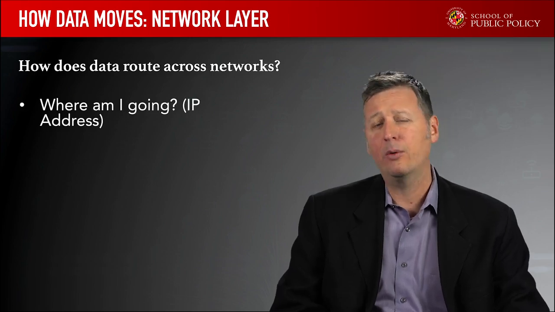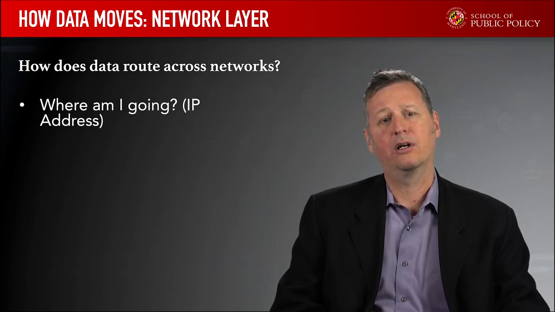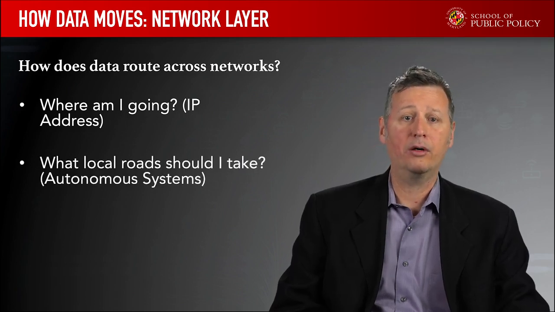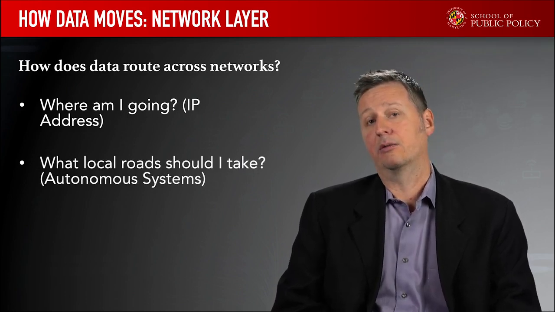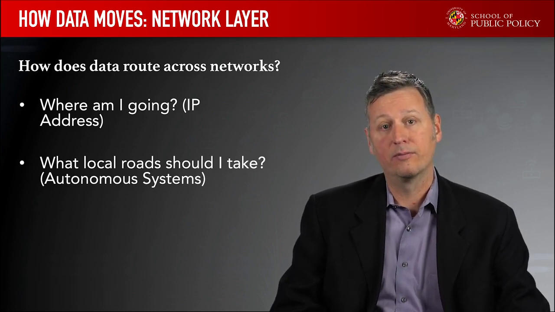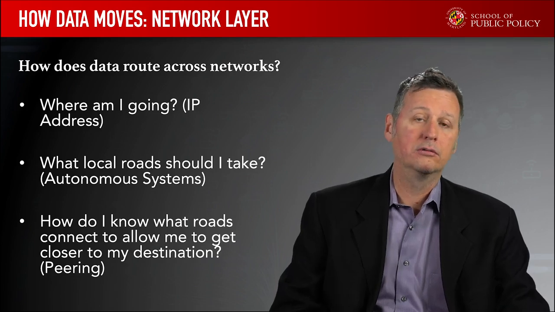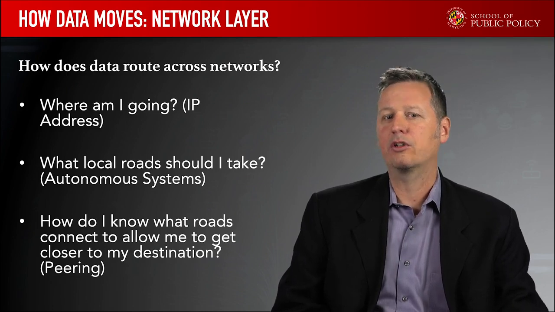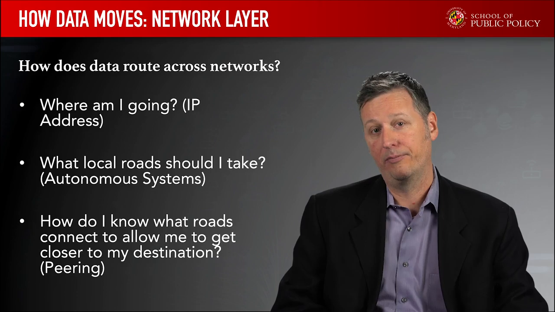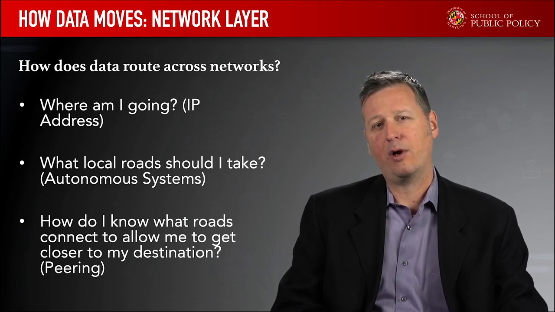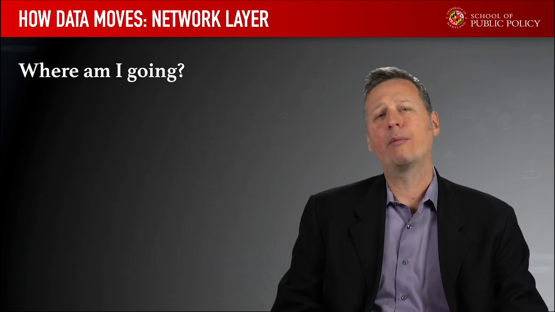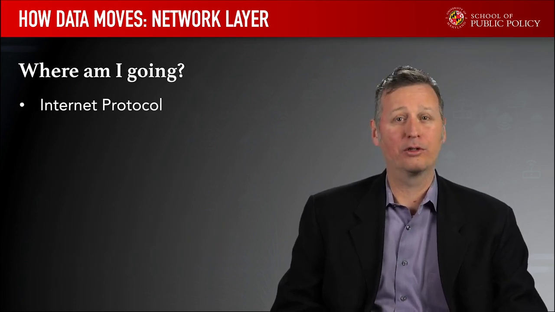First, where am I going? We're going to talk about something called an IP address, or an Internet Protocol address. Second thing I may want to know is what local road should I take? We're going to talk about something called autonomous systems. And third, how do I know what roads connect to where? So we're going to talk about something called a peering relationship. Answering these basic questions gives us a little bit more insight on how data routes from one point of the earth to another. So where am I going? Let's answer that question or try to address that problem first.